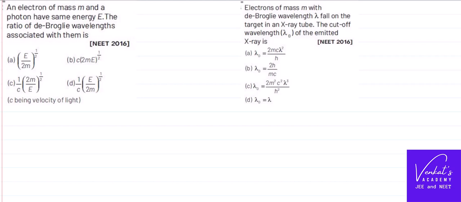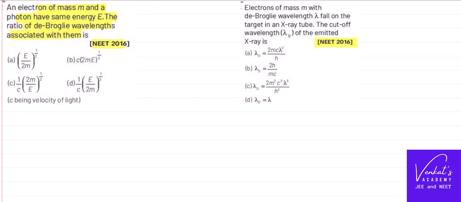These are the NEET 2016 questions on the de Broglie concept. The question says, an electron of mass m and a photon have the same energy E. The ratio of de Broglie wavelengths associated with them is how much?